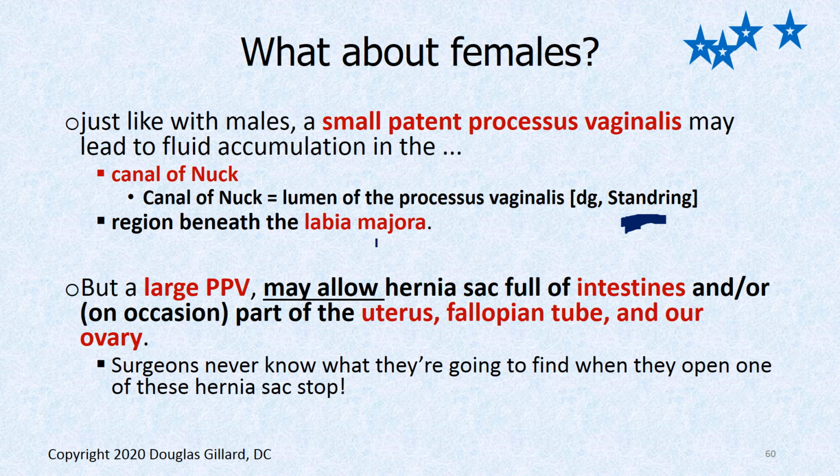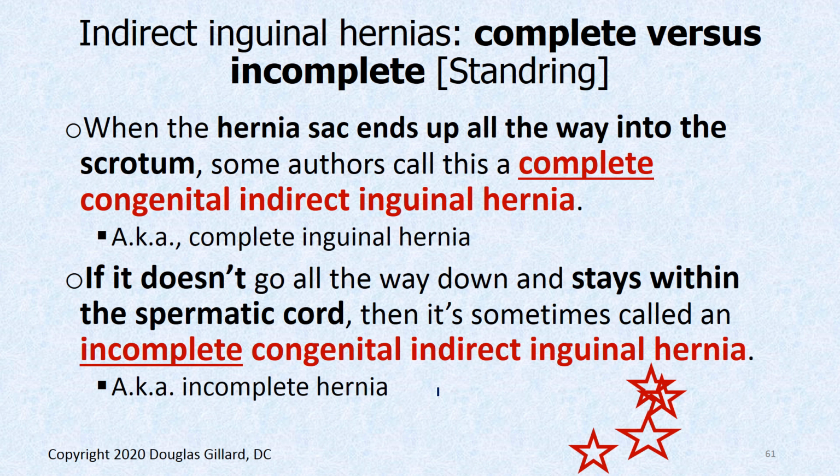And if they have a really large processus vaginalis, they can get intestines down there, the uterus in some cases, fallopian tubes. So a surgeon commented that they never know what they're going to find when they go and open one of these things up to kind of decompress it.